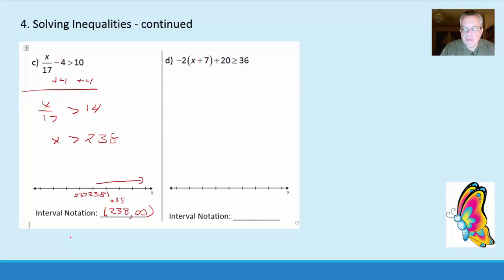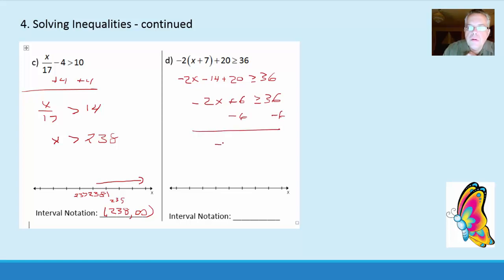All right, our last example. So this one involves distributing. So our steps for solving are pretty much almost identical to equations. We just got to remember we have to flip the inequalities sometimes. So I distributed. Now I'm going to simplify. And now subtract 6 from both sides. And got to flip. We're dividing by a negative. So divided by negative 2, I get x less than or equal to negative 15.